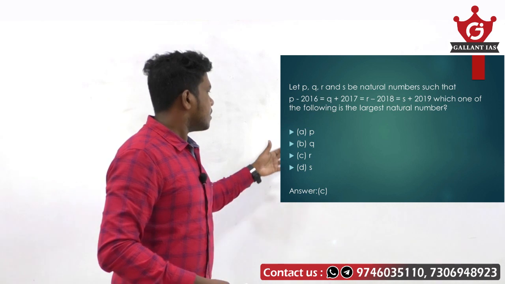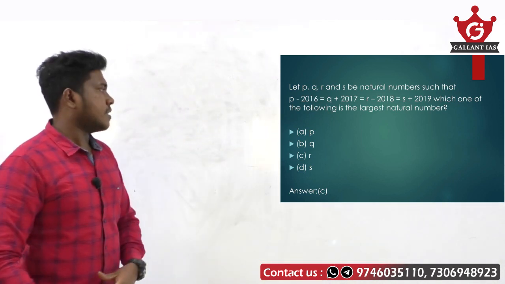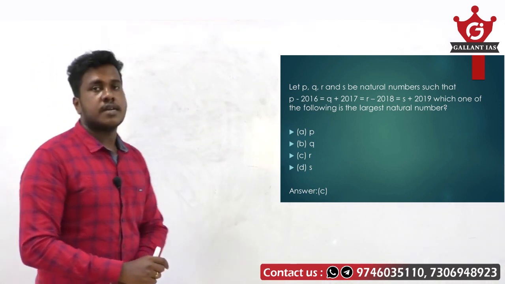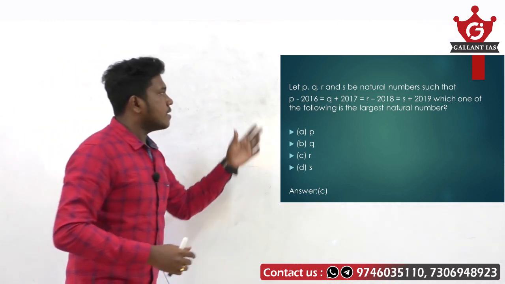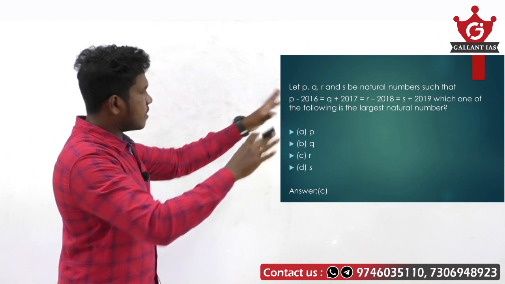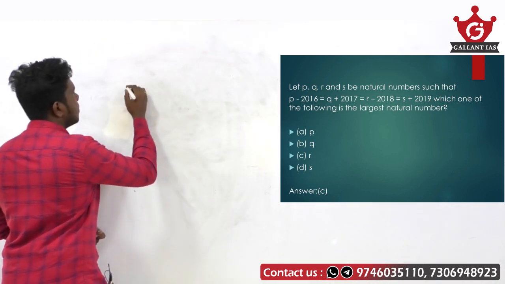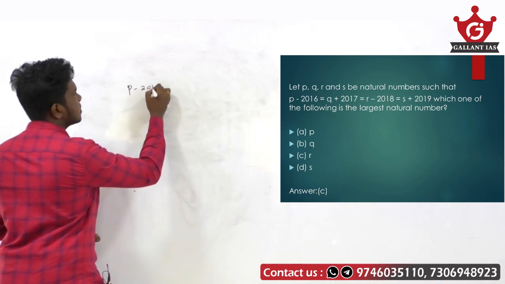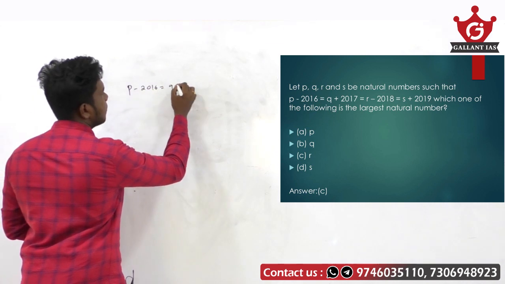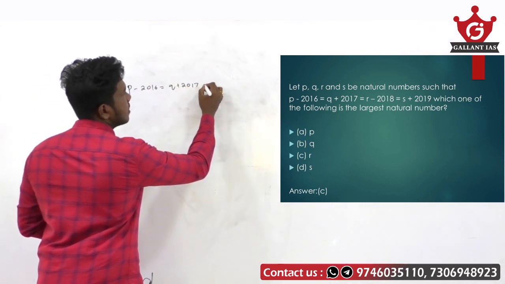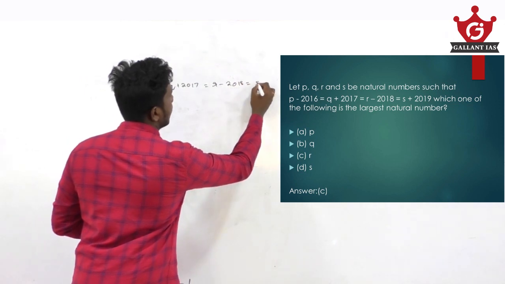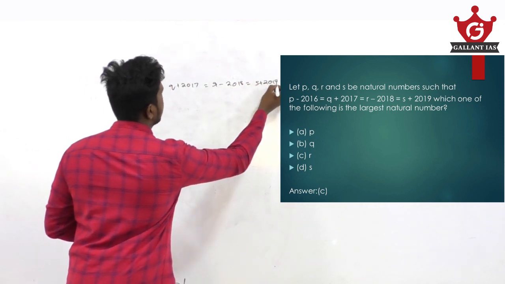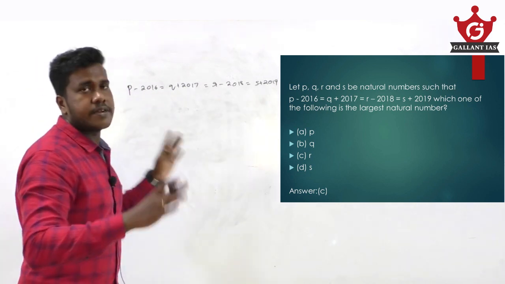Now here it is said that the answer is C, that is R is greater. So let's check how we got R as the greater value. Look here, P, Q, R and S. There is a relation given, right? P minus 2016 is equal to Q plus 2017 is equal to R minus 2018 is equal to S plus 2019. So this is the given relation.